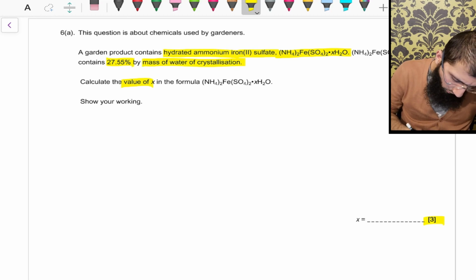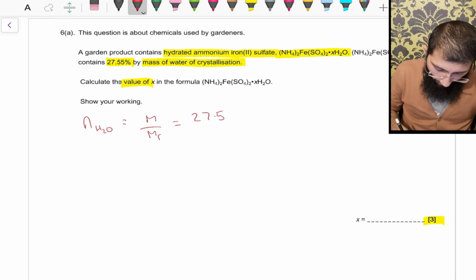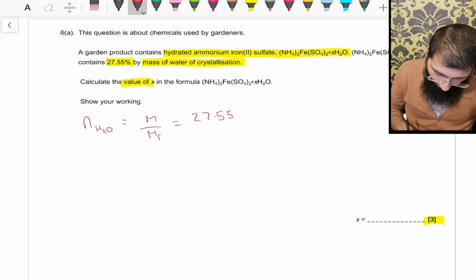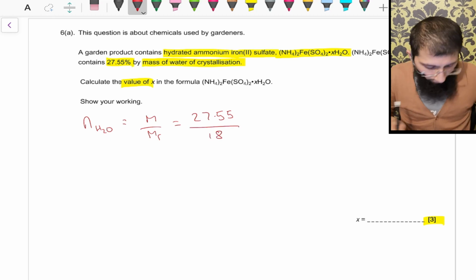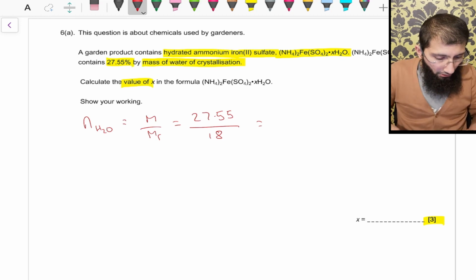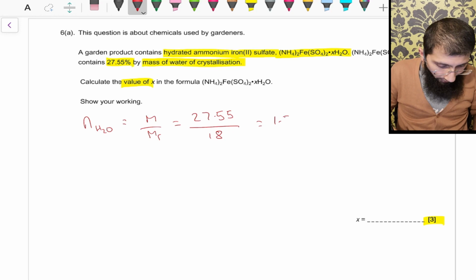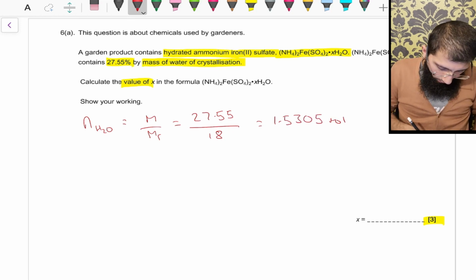So we're going to work out the moles of water. n of H2O is equal to m over Mr. We know that the mass, assuming that we've got 100 grams, is going to be 27.55, divided by the Mr of water, which is 18. So if we do that, we get 27.55 divided by 18, and we end up with 1.5305 mol.